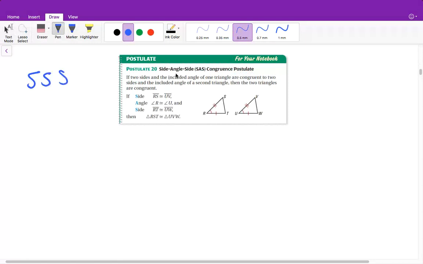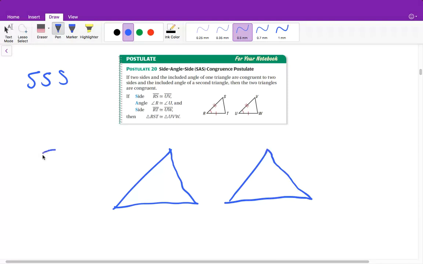The first one we did was side, side, side. And now the second one is side, angle, side. Now this is very important. When we're going through these, we follow the order that is written. So side, angle, side. Since this angle is between these 2 sides, with the way that we write it, the angle that's congruent has to be the angle that's between the 2 congruent sides. What I mean by that is if this side is congruent to this side, and this angle is congruent to this angle, the only angle that we can guarantee makes these 2 congruent is the included angle, or the angle in between. So it would have to be that these 2 angles are congruent.